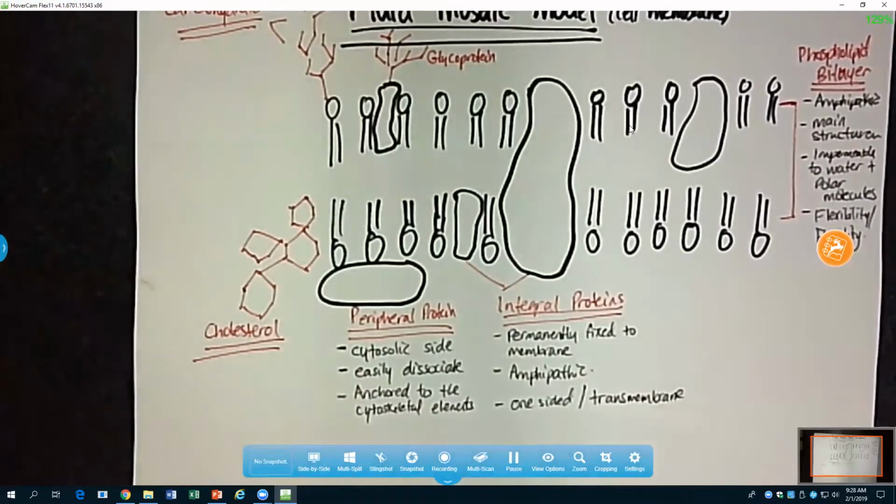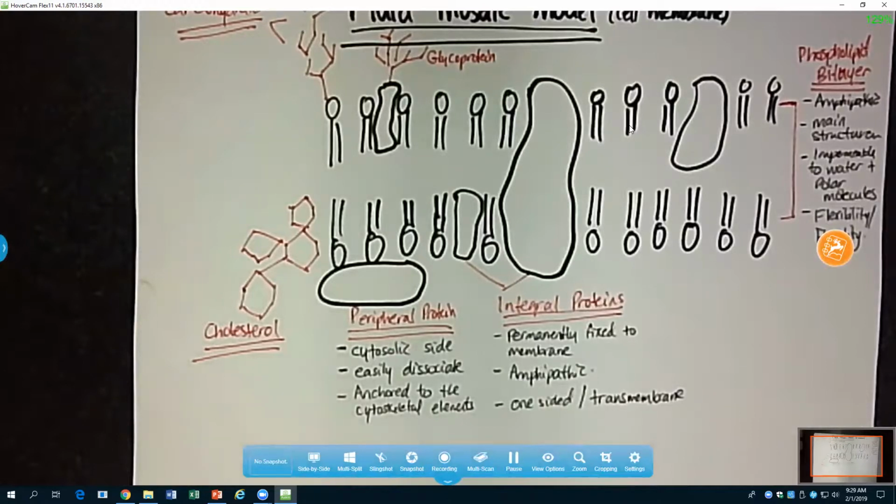Okay, does anyone know what the cytoskeletal elements of the cell are? What do we mean by cytoskeletal elements? Come on, this should be a review for you guys. We're talking about some of the basic organelles of the cell. What are cytoskeletal elements? What is their role in the cell?